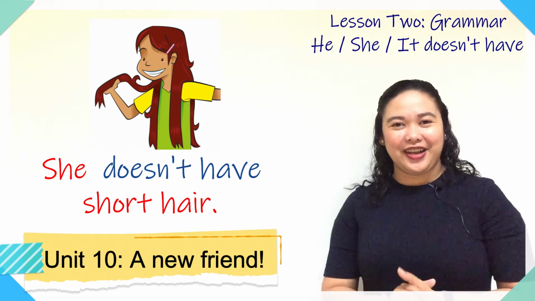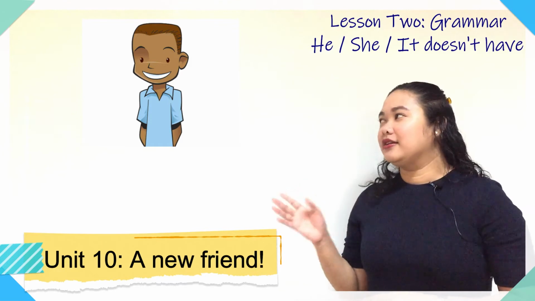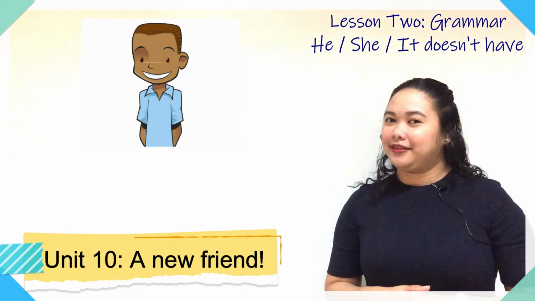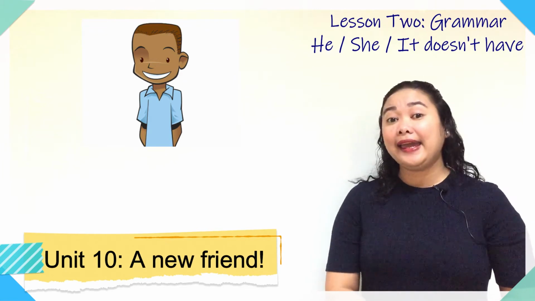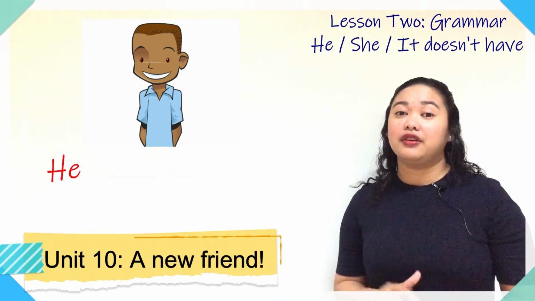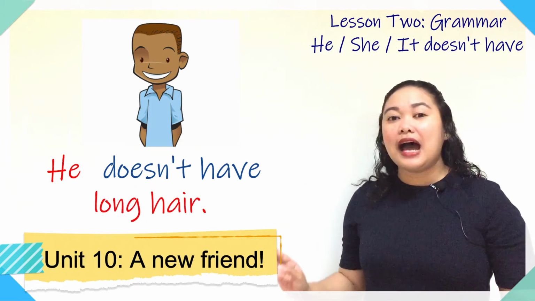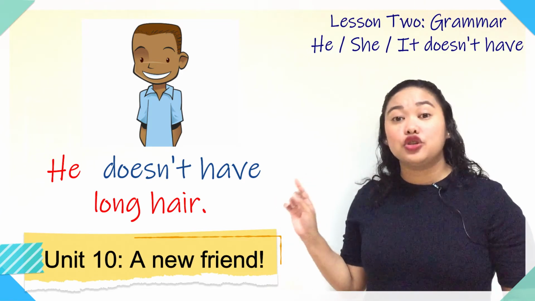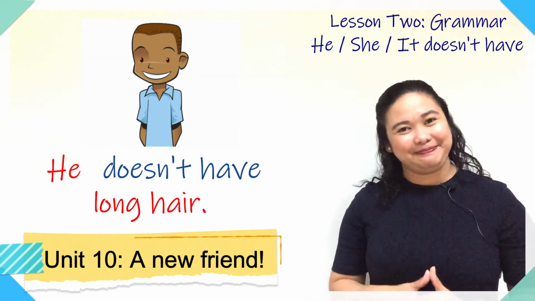Alright? Okay, so let's proceed to picture number 2. Look here. Is it a girl or a boy? Boy. So what pronoun do we use? He. Yes. He, and then doesn't have long hair. Okay? He doesn't have long hair. Look at his hair. He has short hair. He doesn't have long hair.